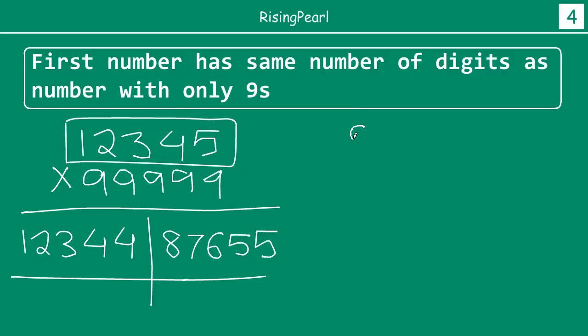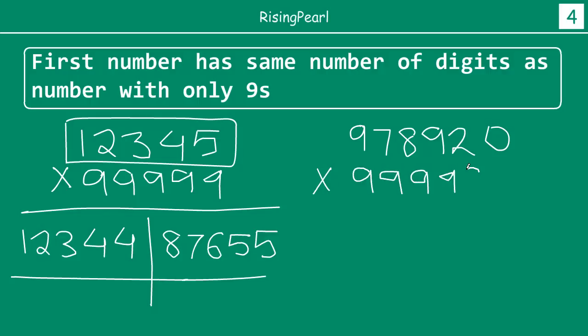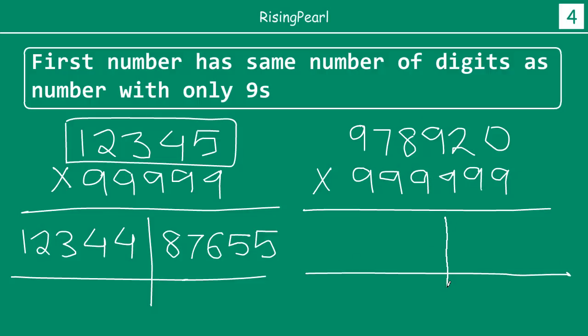How about, let's take a big number. How about 9, 7, 8, 9, 2, 0. Let's multiply this by 9, 9, 9, 9, 9, and one more 9. See, we got the same number of digits. Here we have 6 digits, so 6 nines. Alright, so this again we know will have two parts, right?